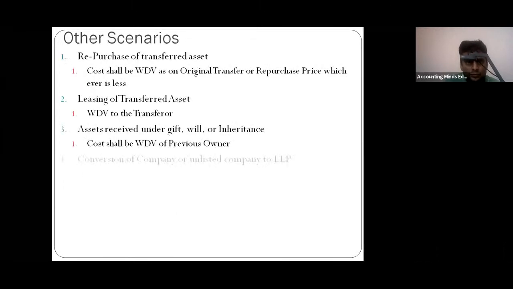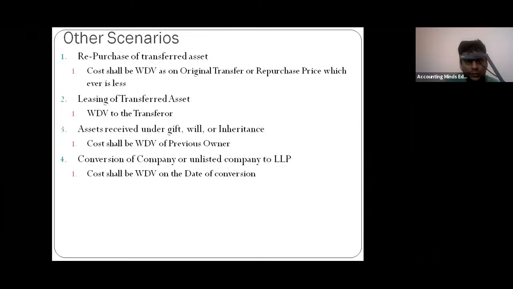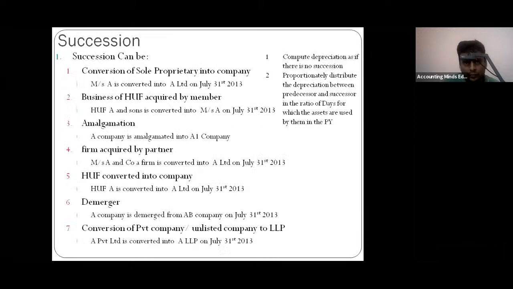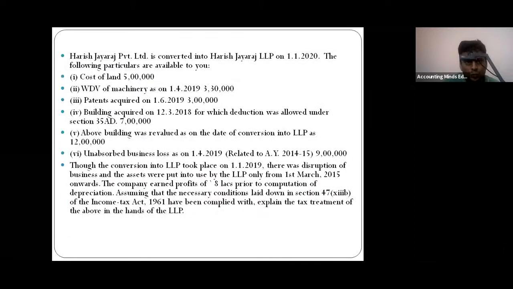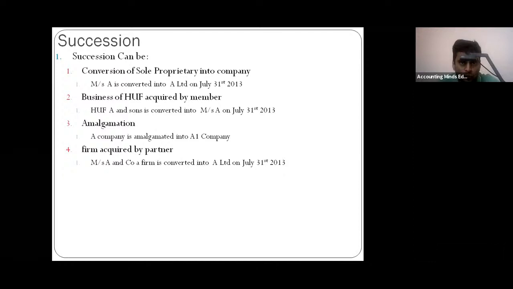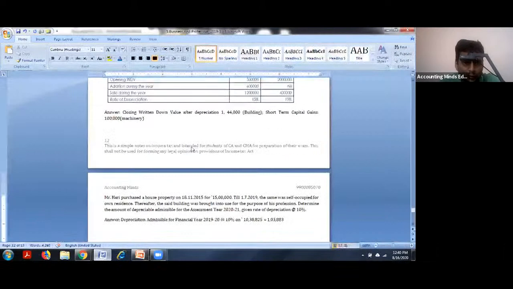Is there a question on that? Let me see. I think on conversion, is there any question on succession? Let me see. I'll give that as homework for you guys. Hold on.